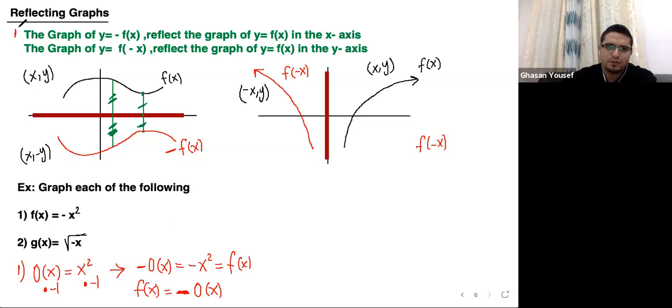Going back to the rules, number one, number two, the rules say if the minus is outside the original function, if the original function is multiplied by minus 1, then to graph this function, we have to graph the original function, then reflect it around the x-axis. So let me do it. Here is the Cartesian plane. Here is the original function, x squared.